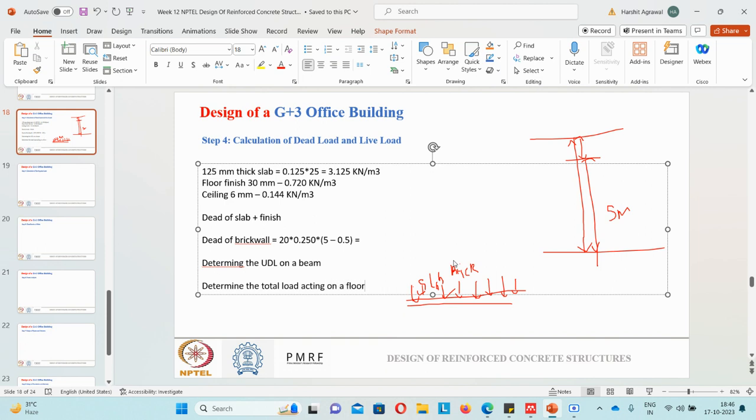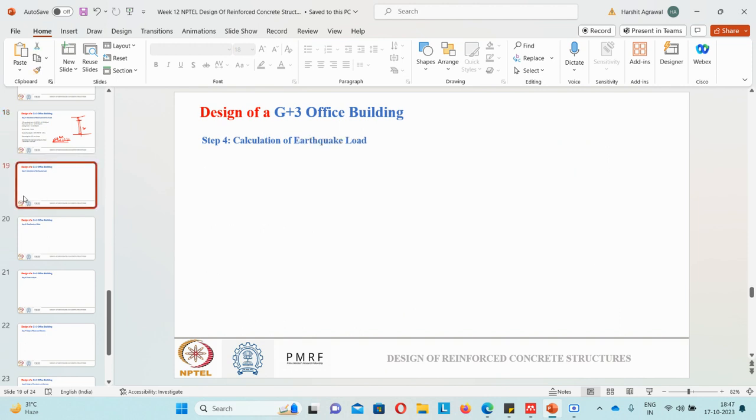So total load. This was for dead load. Similarly for live load also you can calculate the total live load acting on the floor, and the total load acting on the floor will be nothing but dead load plus live load. So for each floor, this load calculation can be done. Now, once we have done the calculation of dead load and live load, the next step is the calculation of earthquake load.